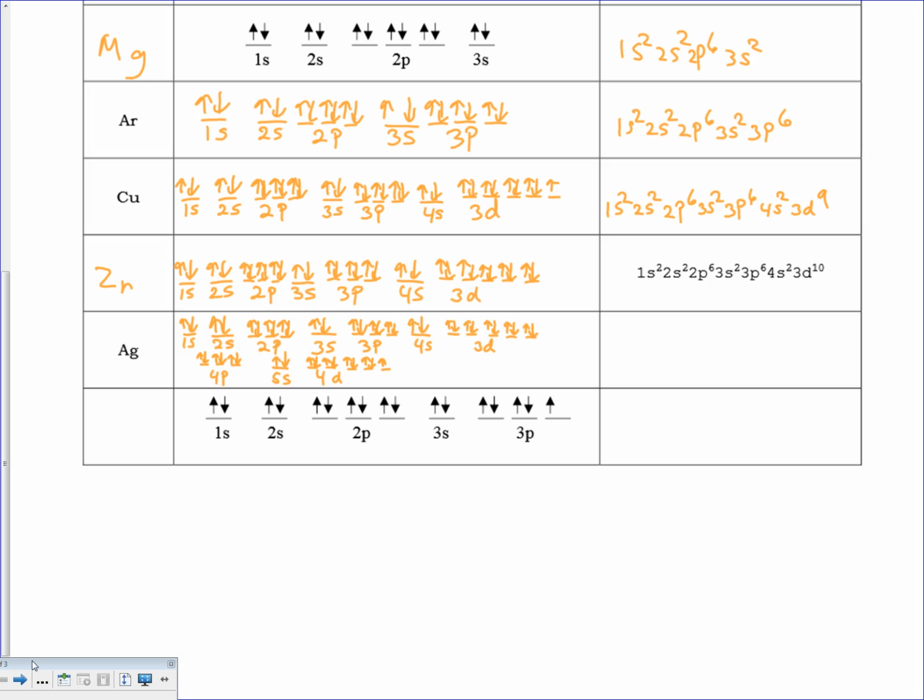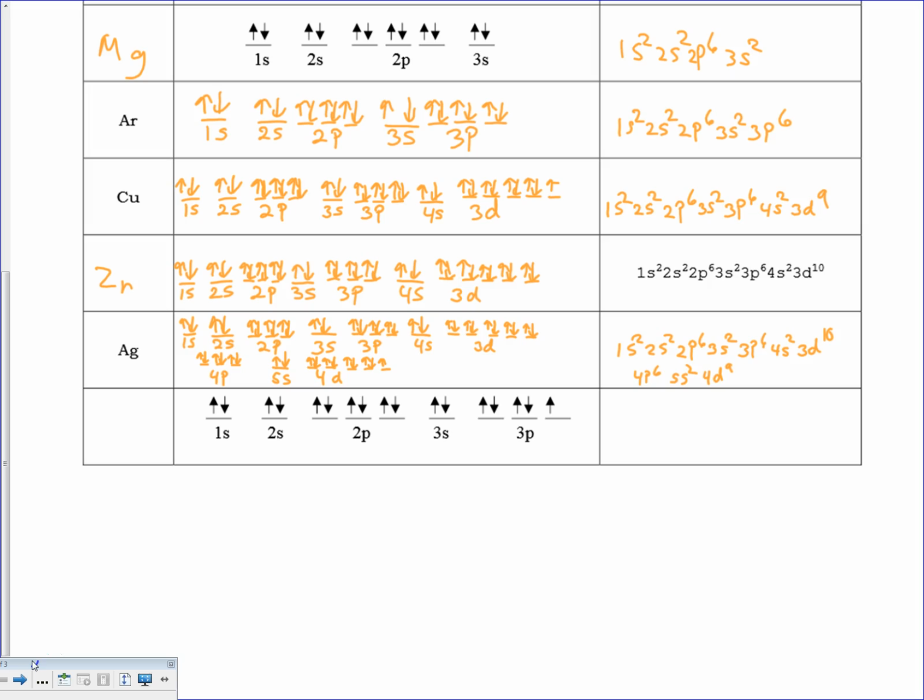Then writing the electron configuration here: 1s2, 2s2, 2p6, 3s2, 3p6, 4s2, 3d10. And then to finish, I'll jump down here. We've got 4p6, 5s2, and then 4d9.